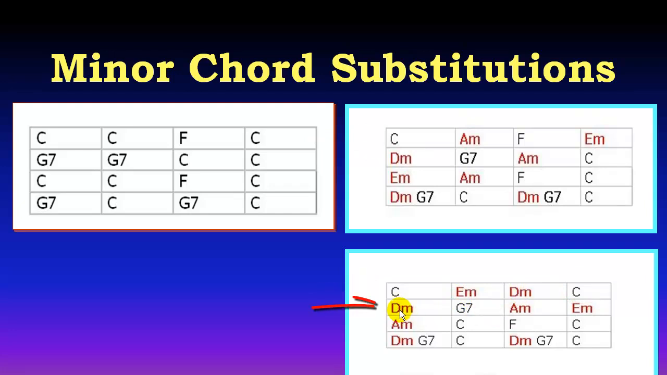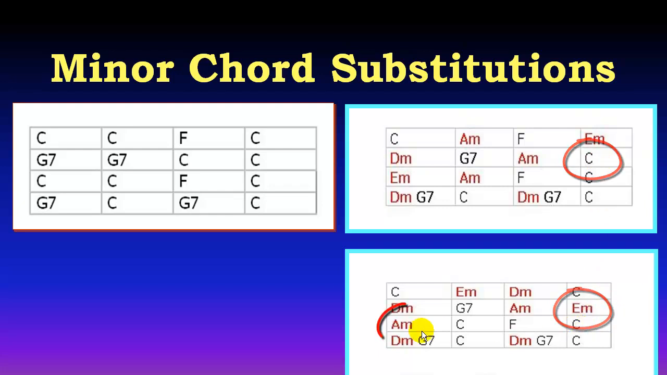Okay, let's look at the second line. D minor, she substituted the G7, just like what I have done. And for this one, she used A minor for the C chord. I also did that. And then for the next chord, she substituted E minor for the C chord. How does she decide to put an E minor here? For me, I haven't done it at all.